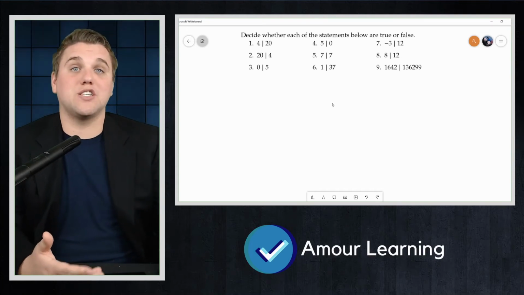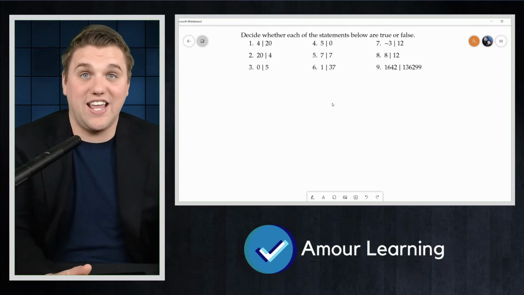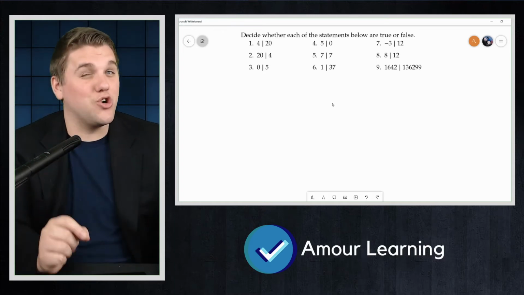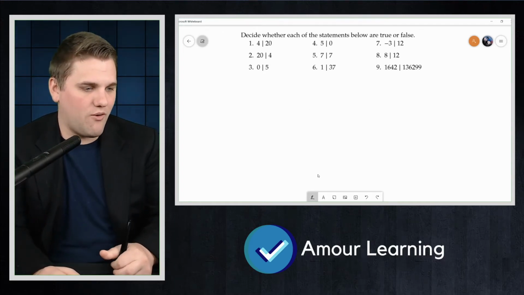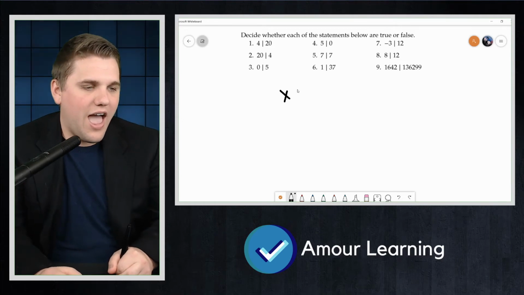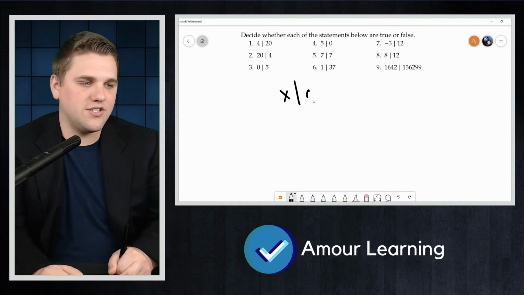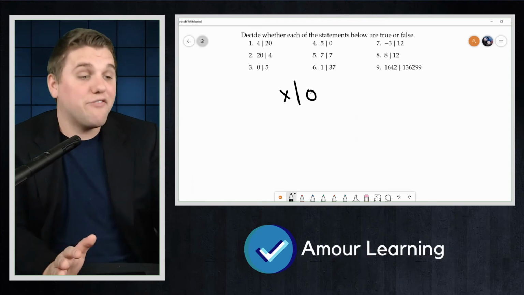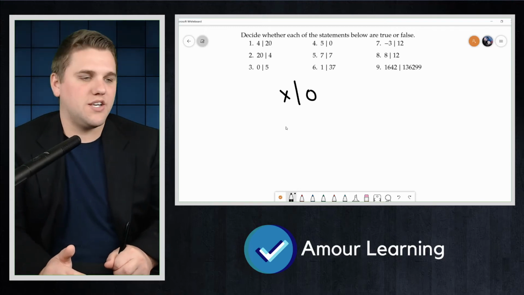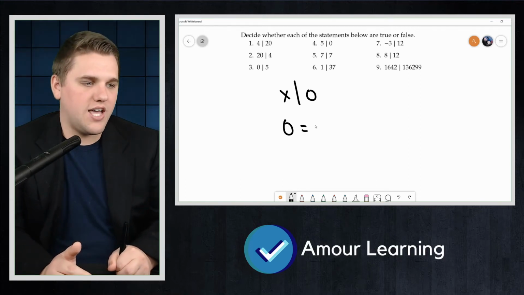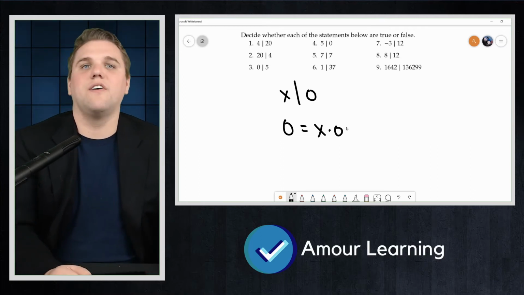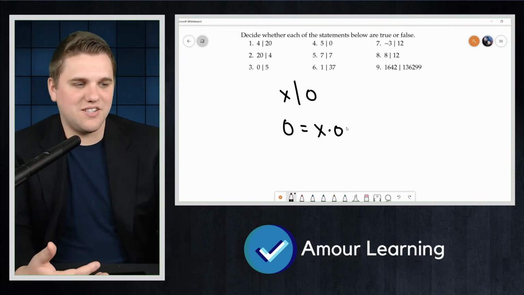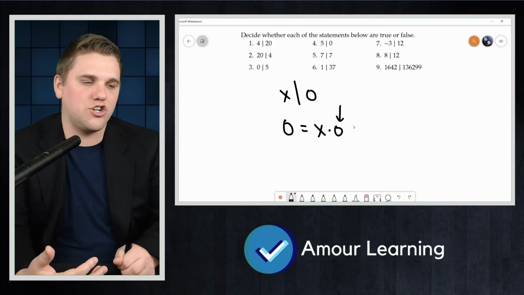This is also false because 5 divided by 0 is not even defined, let alone an integer. Number 4 is actually true. In fact, in general, and I'll write this out, any integer x divides 0. Why? This is because 0 is a multiple of every number, every integer, because 0 equals x times 0. So 0 is a multiple of x because we can replace that k integer with 0.